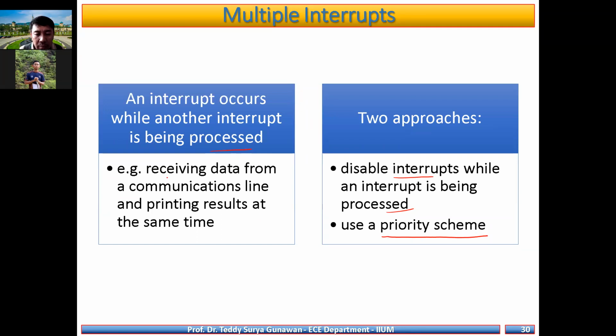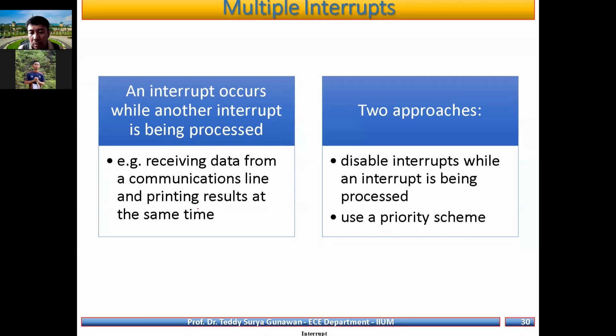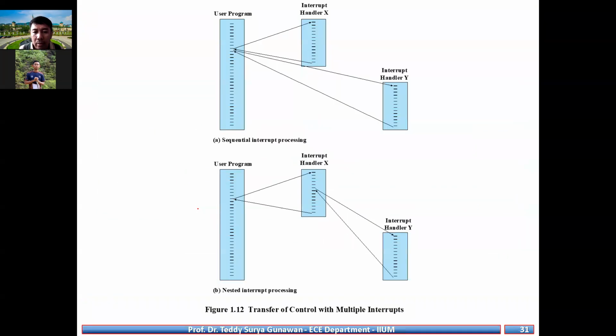So for example, you are receiving data from a communication line like Ethernet and printing a result at the same time. So you will generate at least 2 interrupts. So the first one is sequential interrupt processing.